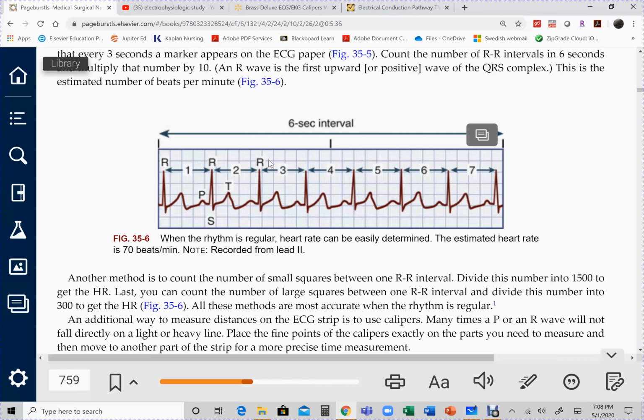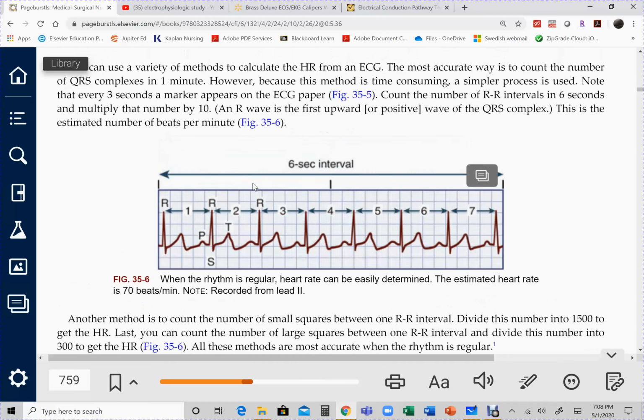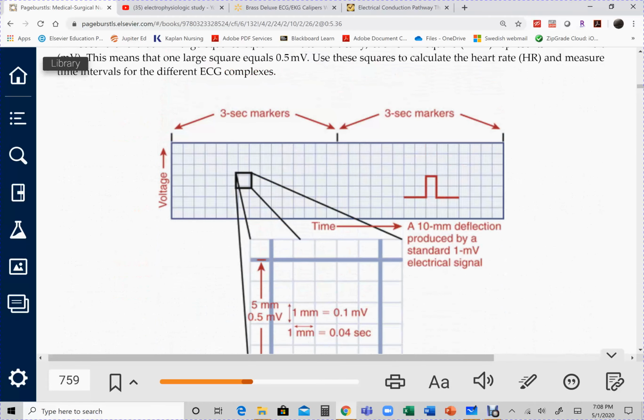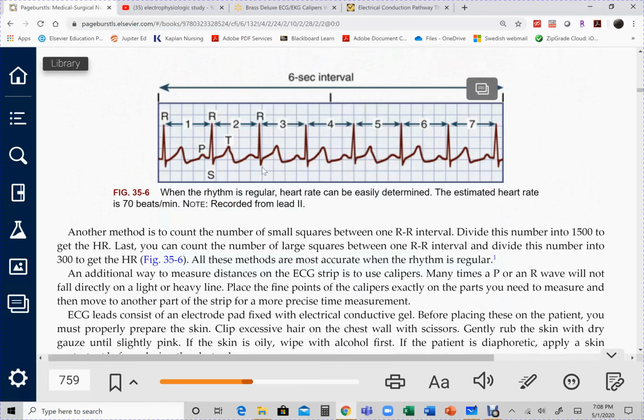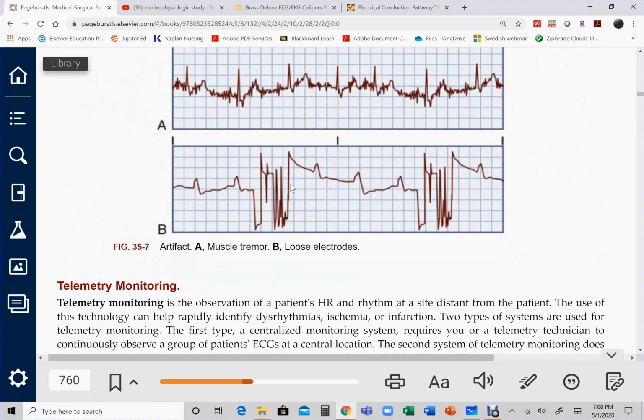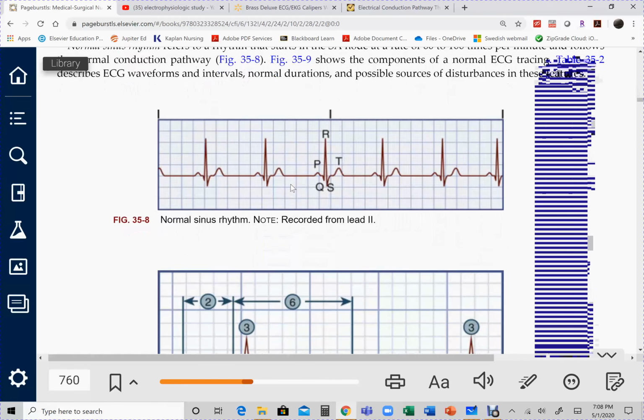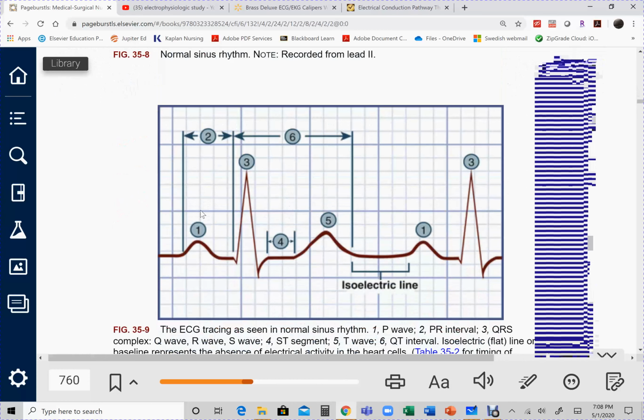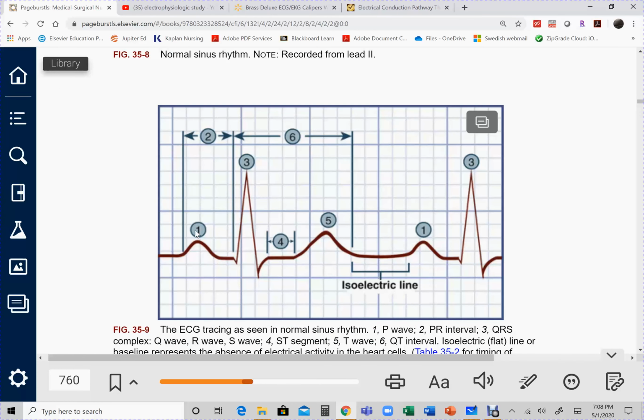Okay, so if the rhythm is regular, meaning the intervals are regular, then you can use this method. You simply, because a PQRST is represented here. Okay, so this is a heartbeat. This is one cardiac cycle. From 1 to 5 is one heartbeat.